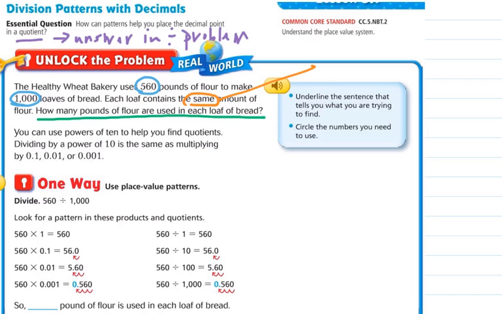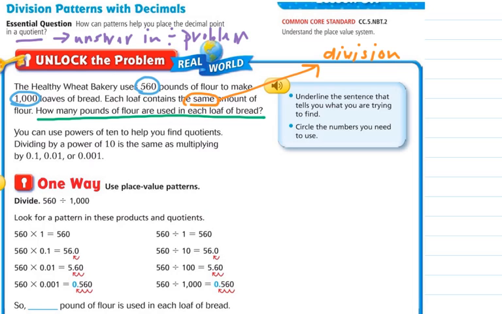And also, boys and girls, as math detectives, I want to prompt you to see the word the same. Whenever you're seeing the word same, you're thinking division, because that means we're going to equally divide something up. So whenever you see same, you should be thinking this must be a division problem.